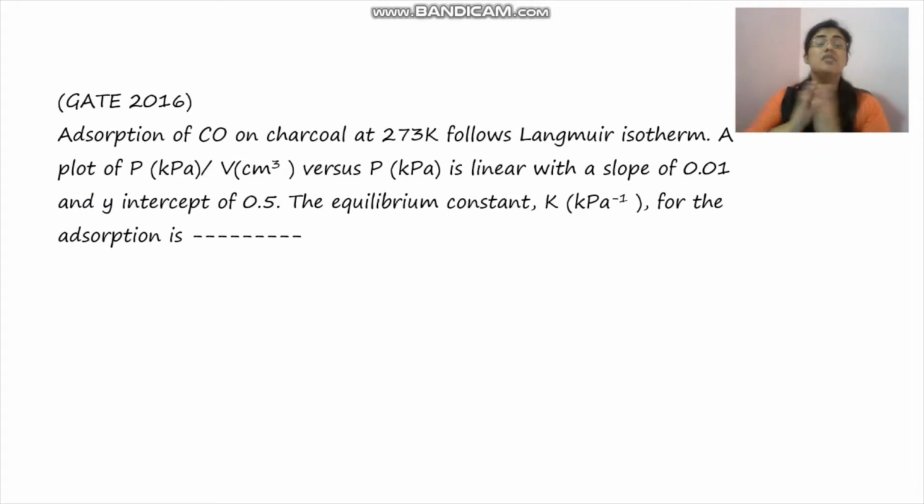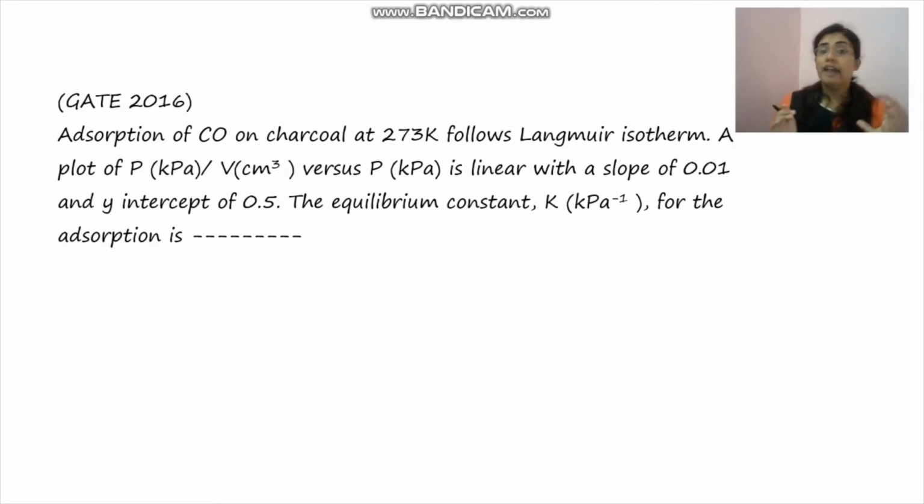So the next question is from GATE 2016, where it is told that adsorption of carbon monoxide on charcoal at 273 Kelvin follows the Langmuir isotherm. A plot of P by V versus P is linear with a slope of 0.01 and a y-intercept of 0.5. The equilibrium constant K for the adsorption is dash. So they've asked for the equilibrium constant K. They've told about a linear plot between P by V and P, where the slope is found to be 0.01 and the y-intercept is found to be 0.5.